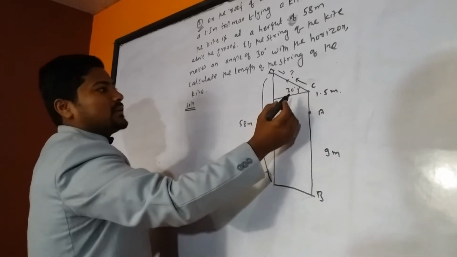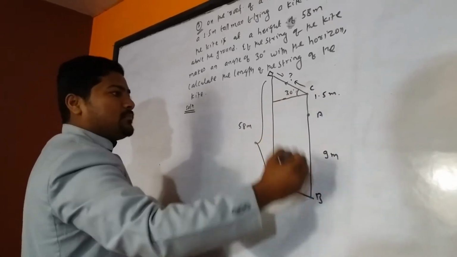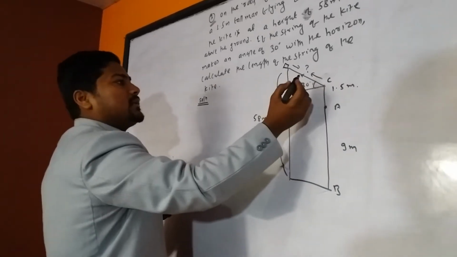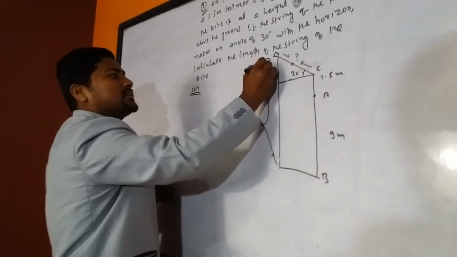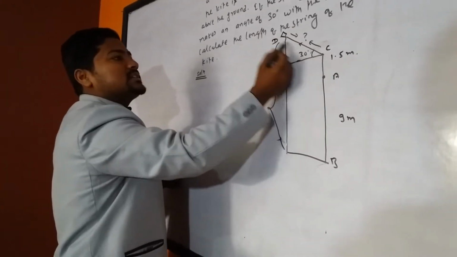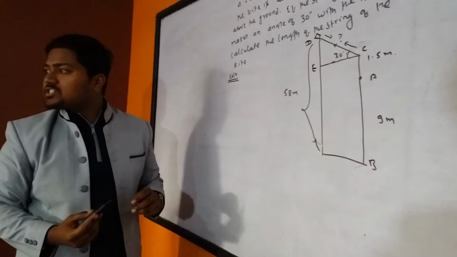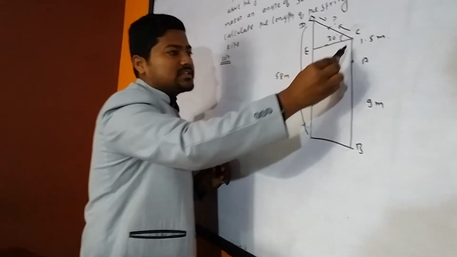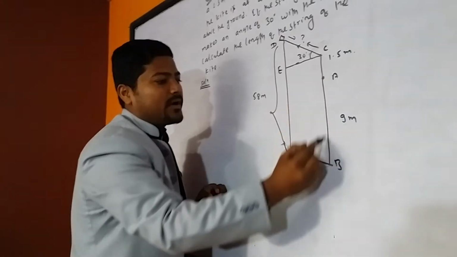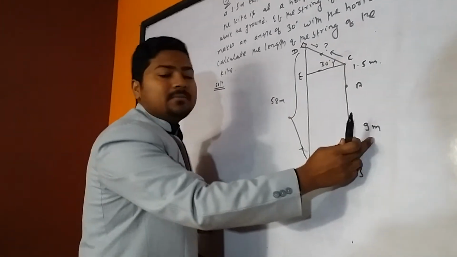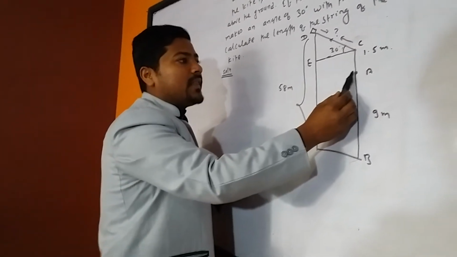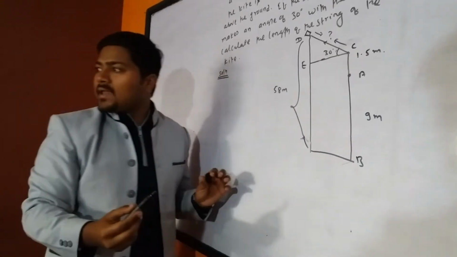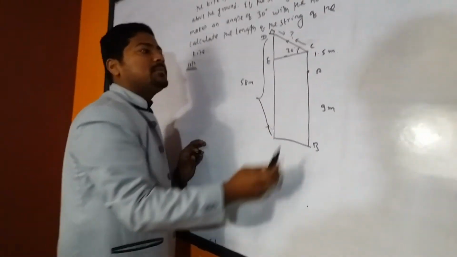If you write the names here, suppose A, B, C are given, then we can write D, E. You can say CD is the length of the string. So the figure is clear first of all. This is the house, AB is the house of 9 meter height. And here AC is a man of height 1.5 meter.